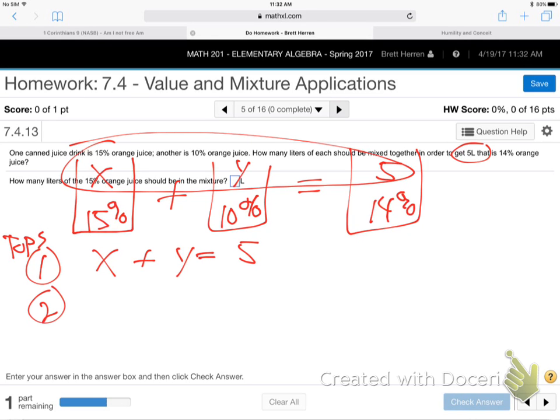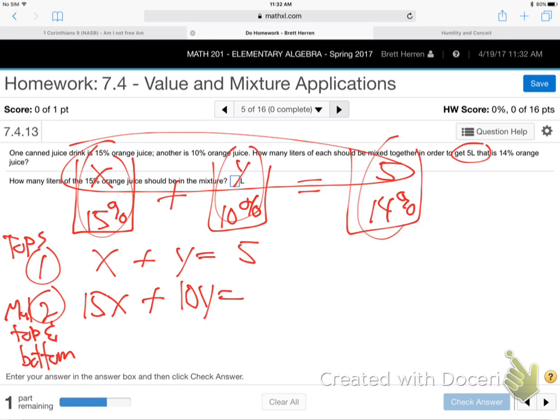The second equation comes from multiplying top and bottom, doesn't it? So multiply 15X, multiply 10Y, multiply 5 times 14. What's that, 70? 70, yeah.